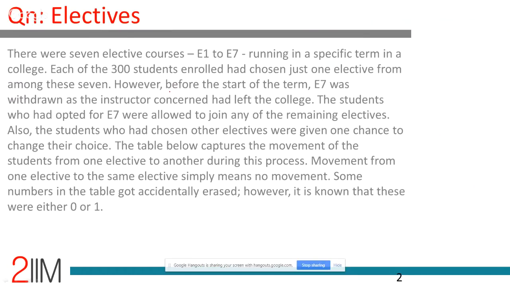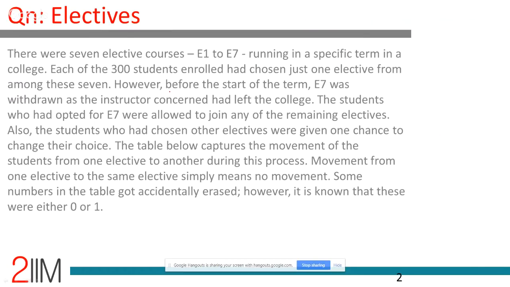And quick recap of facts: 300 students. Each student has chosen only one elective among the 7. So if we added the total number of students who selected E1 to E7, it should add up to 300. Either initially or finally, it doesn't matter. It should add up to 300.